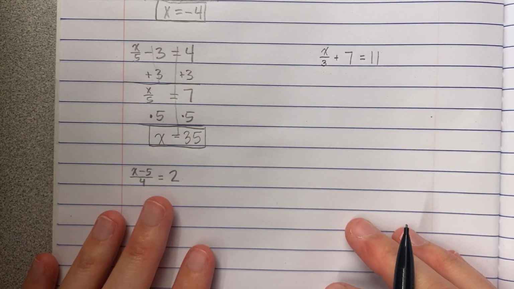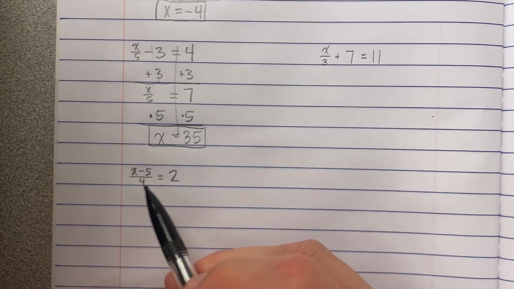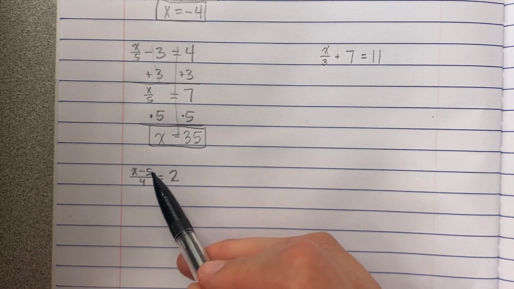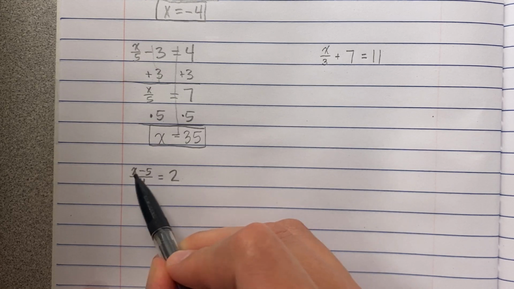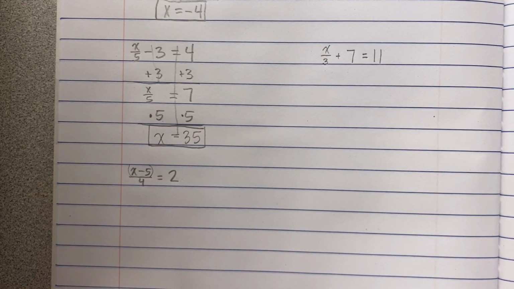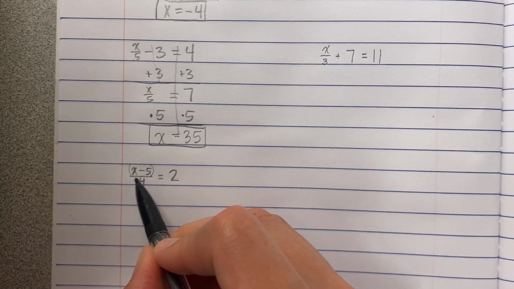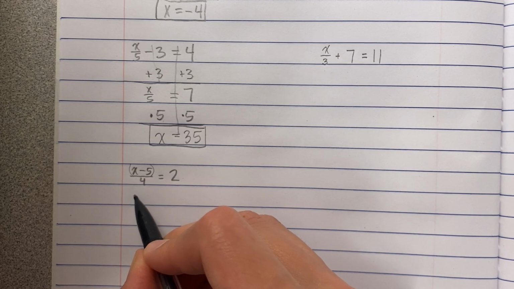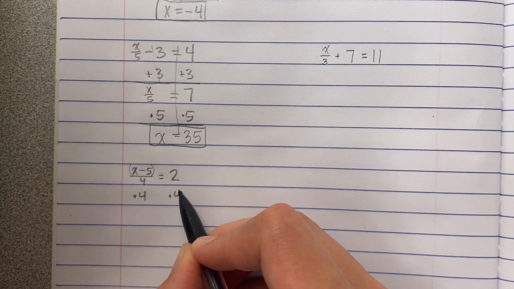Okay, now this equation is a little bit of a special case, which is I don't want to deal with the addition and subtraction first, and the reason is that subtraction is sitting on top of a fraction, so it's kind of like protected inside these parentheses almost. So what I need to do is get rid of this divided by 4 first. So how do I get rid of divided by 4? Well, I multiply by 4. So I'm going to multiply by 4 on both sides.